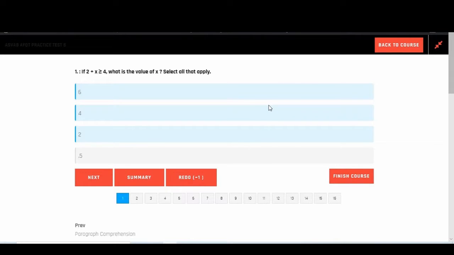Question 1 says, if 2 plus x is greater than or equal to 4, what is the value of x? Select all that apply. So we have 2 plus x is greater than or equal to 4. What is the value of x? In other words, we want to solve for x. To do that, I'm going to subtract 2 from both sides to get x by itself. This crosses out. I'm left with x is greater than or equal to 4 minus 2, which is just 2.